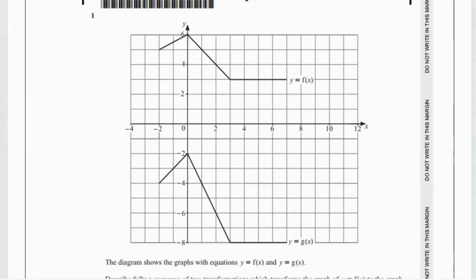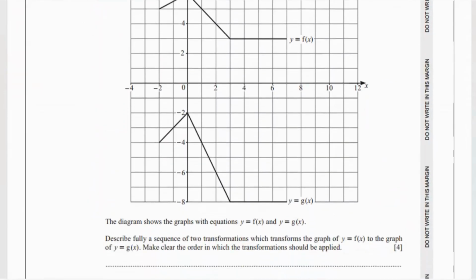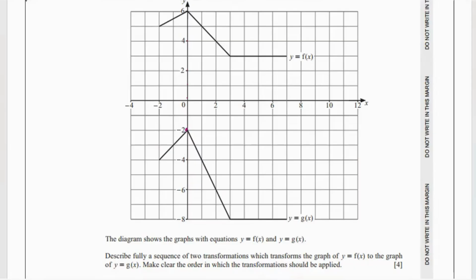Then the diagram shows the graph with equations y equals f of x and y equals g of x. Describe fully a sequence of two transformations which transform the graph of y equals f of x to the graph of y equals g of x. Make clear the order in which the transformations should be applied. So if we compare the graphs, we can see that the graph has stretched, which means it has been multiplied by a scale factor, and it has shifted down. So if we notice, the graph has been stretched by a scale factor of 2.